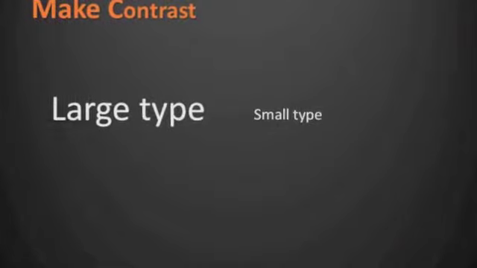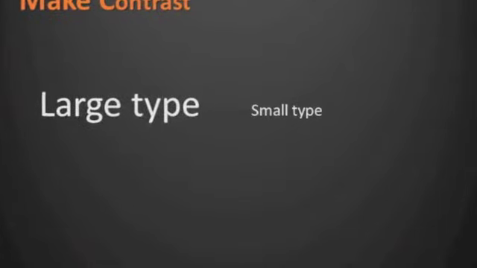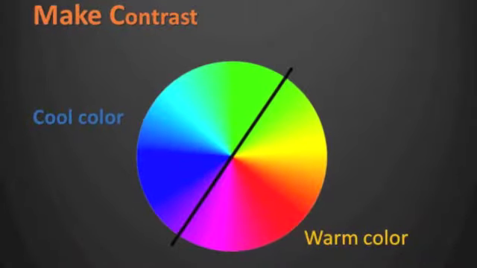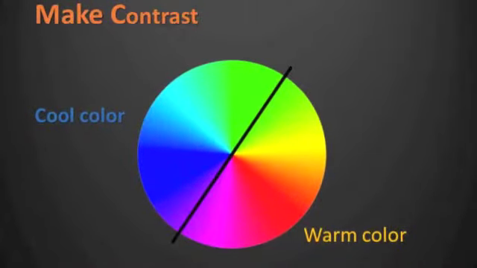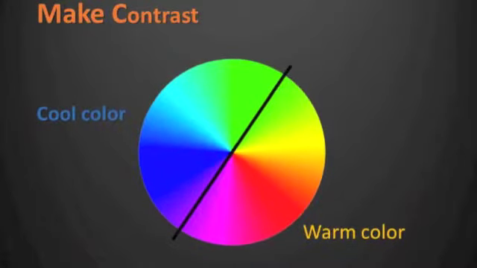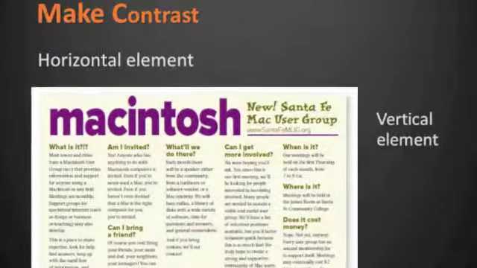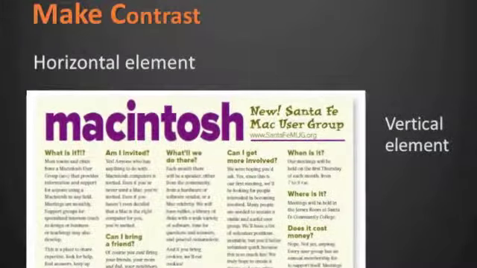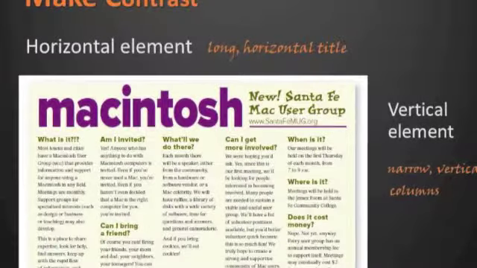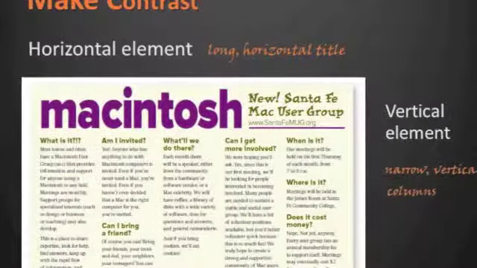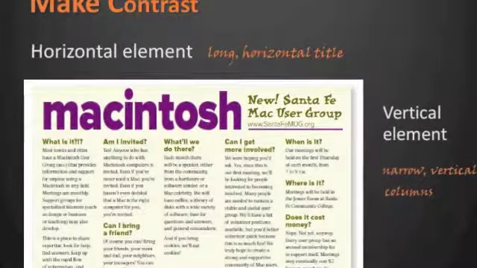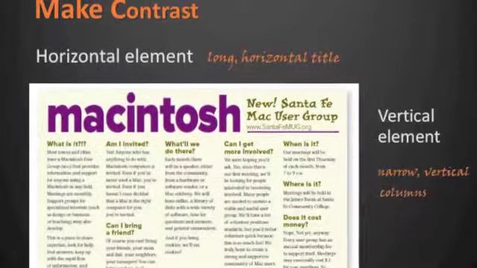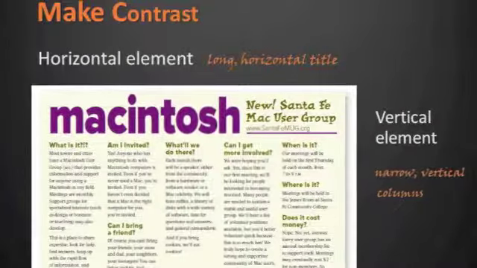Here, we have some tips of how to make the contrast among different elements in your design. You can use different font sizes, such as large type versus small type. You can use different colors. Usually, it's cool colors such as blue and green against warmer colors like red, orange, and yellow. You can also have some horizontal elements and make them in contrast with vertical elements. For example, the design piece you see here uses a long horizontal title and narrow vertical columns to make the title and content clearly different. Of course, different font sizes and colors are used here as well.